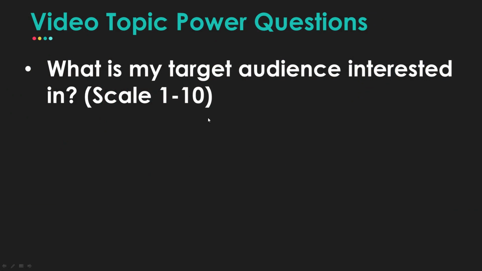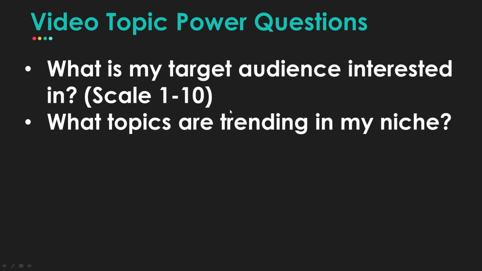So I'd probably score that like a 2 or a 3. Whereas tips and tricks for shooting better video on your G7X, that's like an 8, 9, or a 10. So if you just come up with powerful topics and you put them on a scale, if you want to grow your channel faster, do more 8s, 9s, and 10s related to what topic you're making videos about. Also ask, what topics are trending in my niche right now?